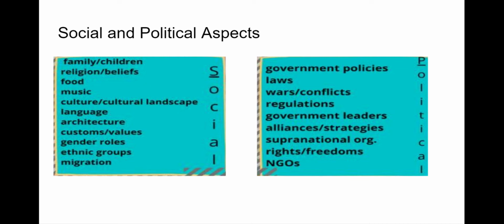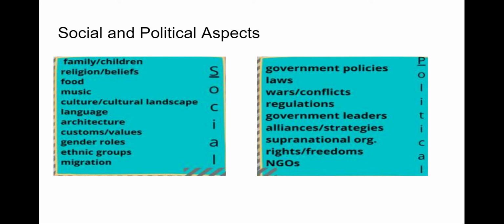It could also have to do with what you see in terms of the built environment. What does the architecture look like? What do religious sites look like? That can tell you a lot about a specific place. And also migration. We'll talk about migration, but obviously migration has a lot of economic and political aspects to it as well. So the question is what you see that relates to the social systems. That is the first one.